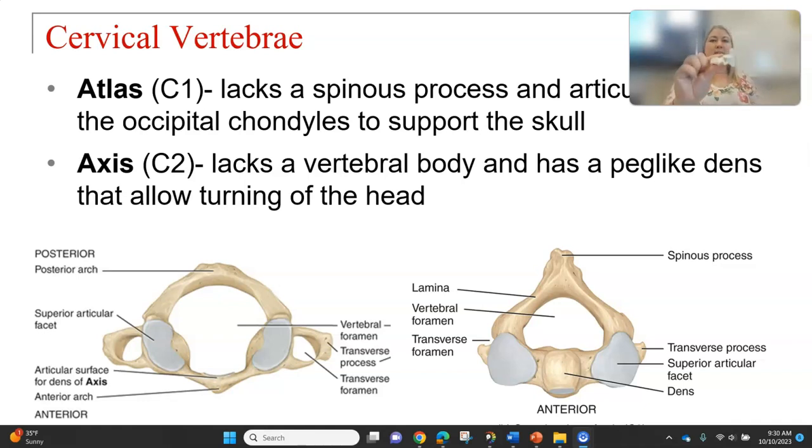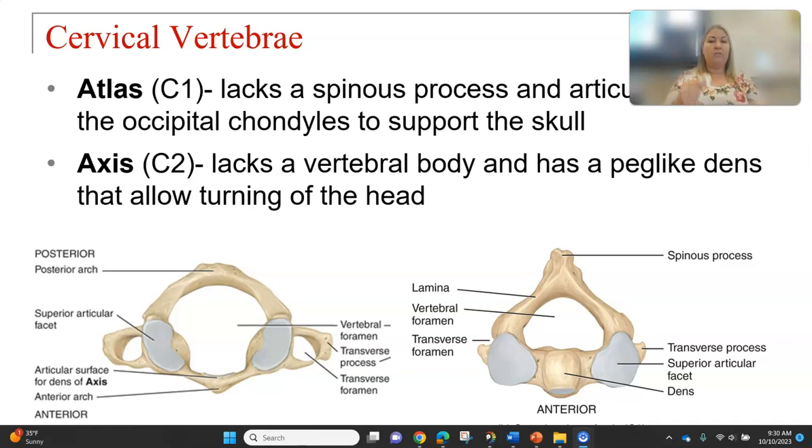And then axis is C2. And its special feature is this little peg on the top that's called the dens. So if we look at how these two articulate, they hold together very, very nicely. And that actually allows for really great locomotion. And it's the reason that we can move our head in pretty much any direction. We can look up and down and sideways, and it gives us a very large degree of motion. So that little peg there is called the dens, and again, a very small vertebral body.